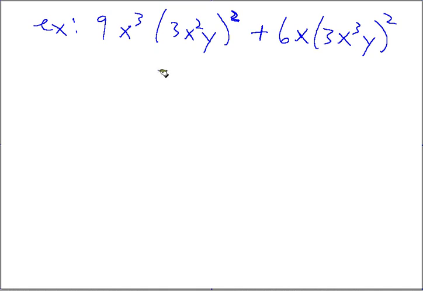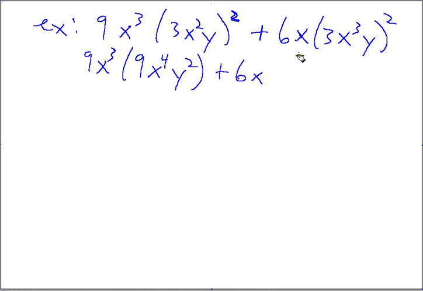All right. So again, just like the last problem, we need to square out these quantities first. So bring down the 9x cubed. And then 3 squared is going to be 9 as well. x squared squared, x to the what? 4th, y to the 2nd. Make sure we see that. All right. And then plus, again, bring down the 6x. Okay. 3 squared again is going to be 9 again. x cubed squared is going to be what? x to the 6th and y squared. Okay. Not too bad at all.